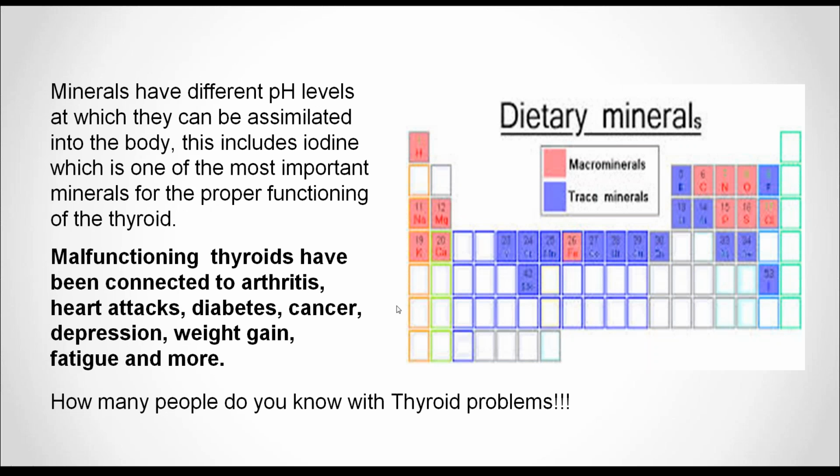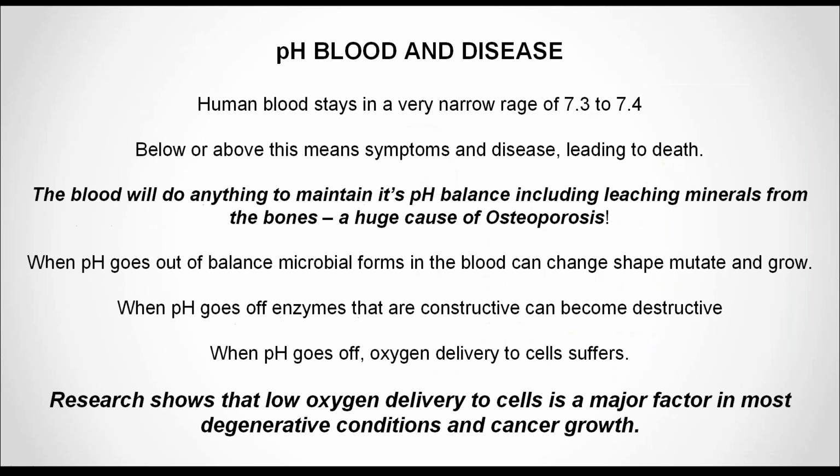As minerals have different pH levels at which they can be assimilated into the body, this includes iodine, which is one of the most important minerals for the proper functioning of the thyroid. Now, malfunctioning thyroids have been connected to arthritis, heart attacks, diabetes, cancer, depression, weight gain, fatigue, and more. Now, how many people do you know with thyroid problems? How many people do you know with arthritis, heart attacks, diabetes, cancer, depression, weight gain, fatigue, and more, themselves or in their family? Are you beginning to get the picture?